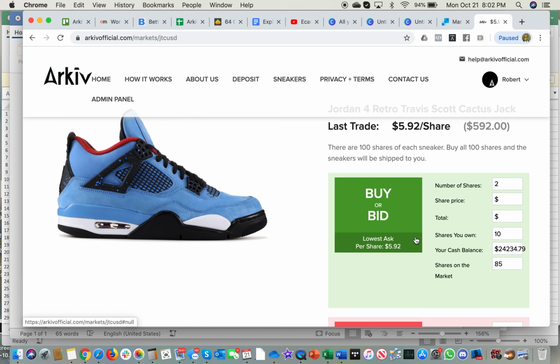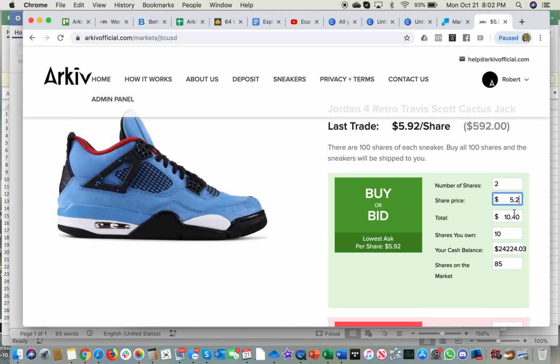Maybe you think someone will sell you the shares for a little bit less than 592. If that's the case, then you just put the price you're willing to pay. Let's say you think they're worth $5.25. The system will automatically calculate how much it is. It'll deduct it from your cash balance. You can't bid for more than you have; you have to have enough cash to cover your bid.